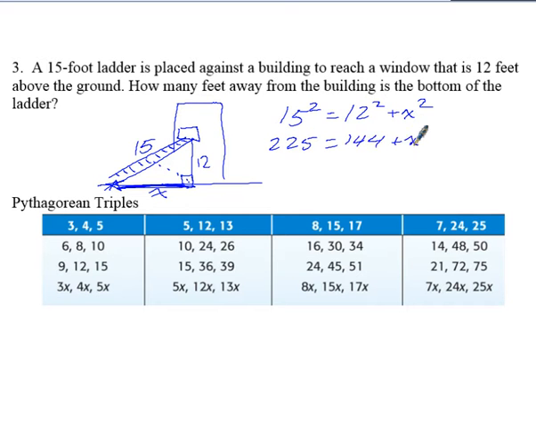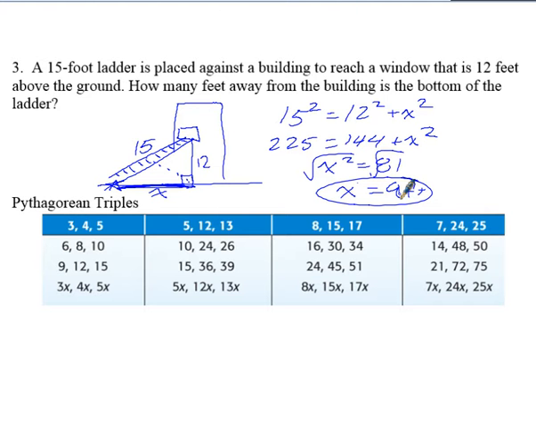Solving this out, we get x squared equals 81. Square root both sides, we get x squared equals, whoops, not x squared, sorry, just x. We get x equals 9. So we can say that it's 9 feet away from the base of the building.